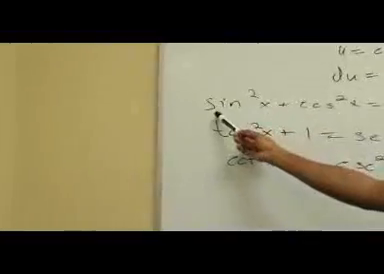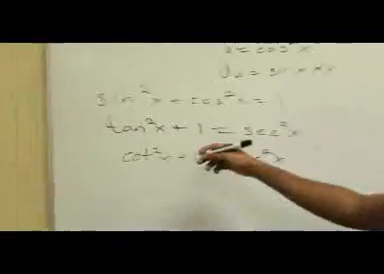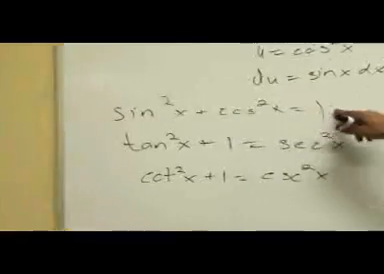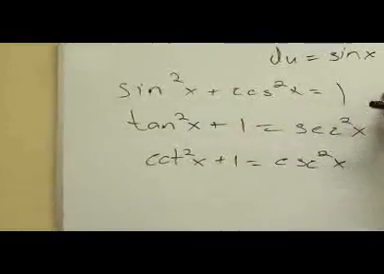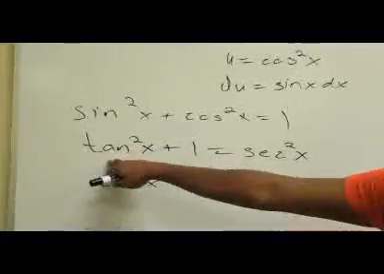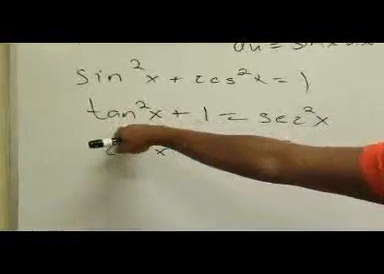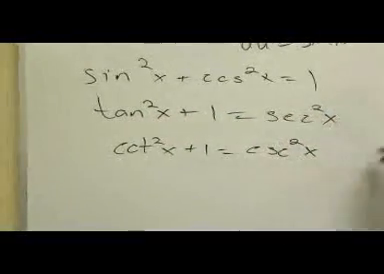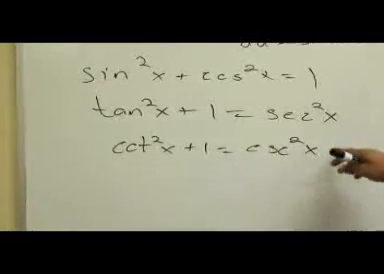Okay, now our other identity is sine squared x plus cosine squared x equals 1. So if we're solving for sine squared x, we will subtract cosine squared, so it will be 1 minus cosine squared x. Just bring it over to the other side of your equal sign. Same with this: tan squared x plus 1 equals secant squared x. So if you're solving for tan squared x, it will be secant squared minus 1. Same for cotangent squared x plus 1 equals cosecant squared x.